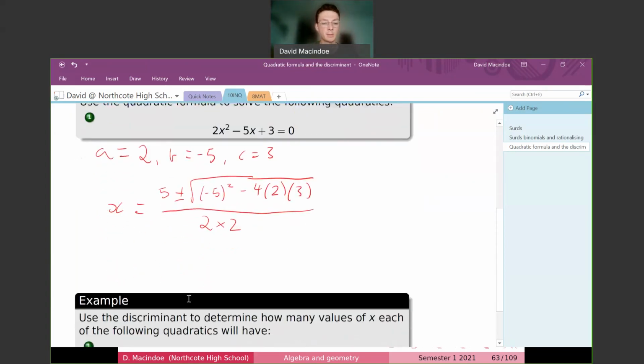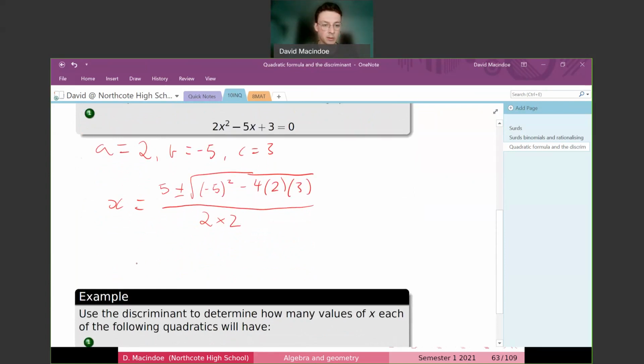From there, I would just start simplifying. I haven't given myself a huge amount of space here. So we've got 5 plus or minus the root of, so that'll be -5 all squared is 25, take away 2 times 3 is 6, times 4 is 24, and that is over 4. Just going to draw myself a line here. So x is 5 plus or minus, well, 25 take 4 is 1, and the square root of 1 is 1 itself, right?